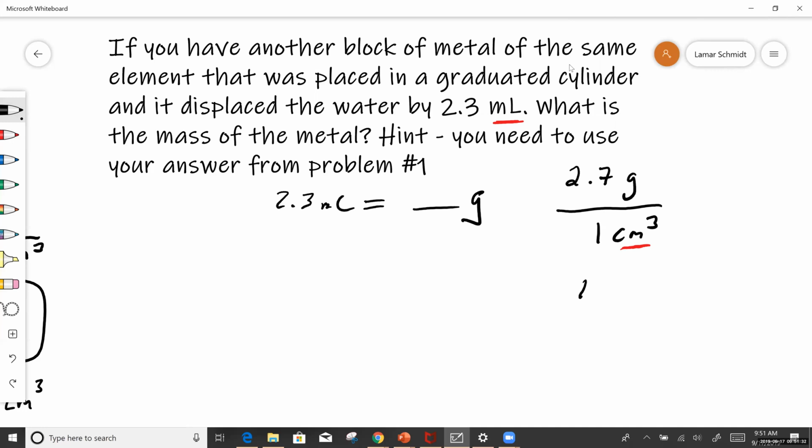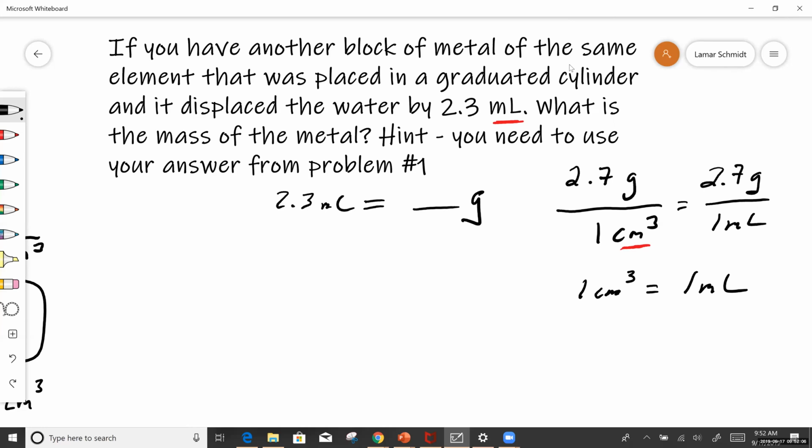So 1 cubic centimeter is equal to 1 milliliter. Is that a tough conversion? So could I just as easily say that this is 2.7 grams per 1 milliliter, if 1 cubic centimeter equals 1 milliliter? Yeah, you can. So there is no problem really, because the conversion between cubic centimeters and milliliters is an easy one. It's a 1-to-1. All right?